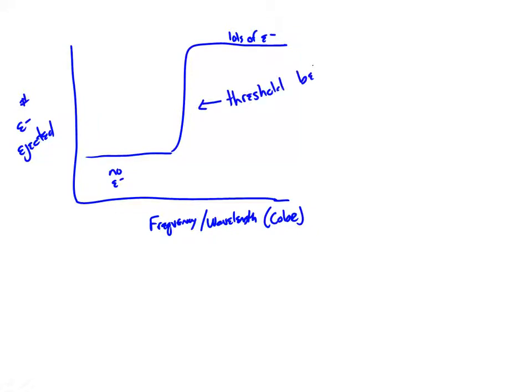Meaning, below a certain color, no electrons are ejected. So this would be red light down here. And if I use blue light, lots of electrons are ejected.